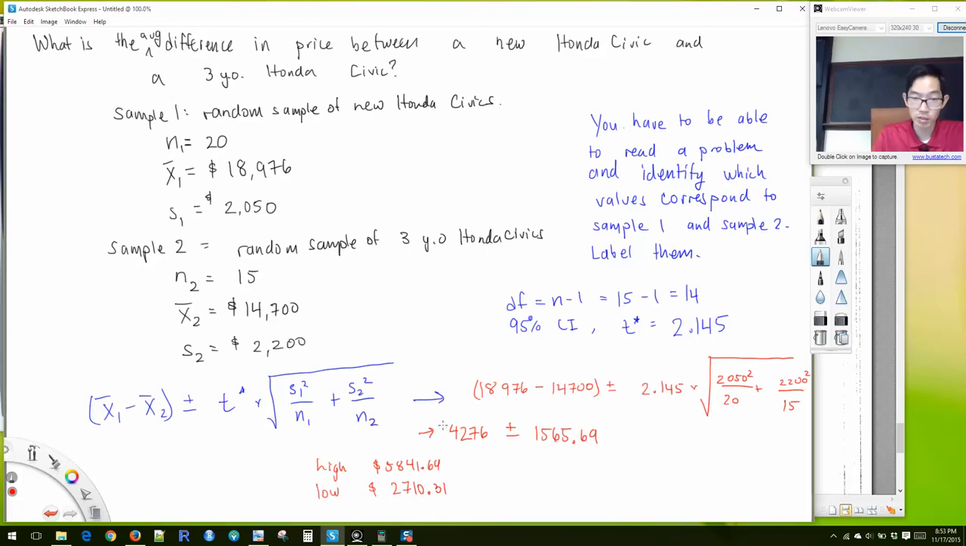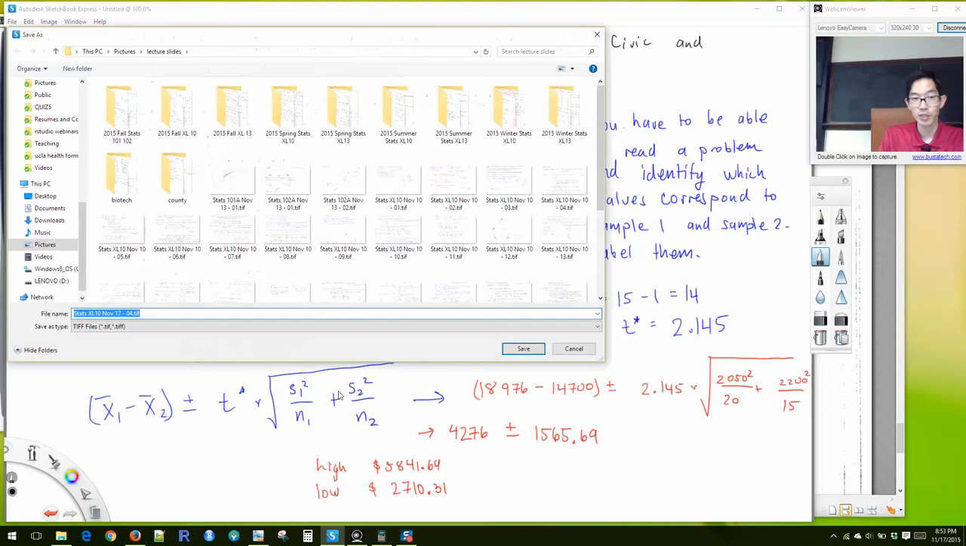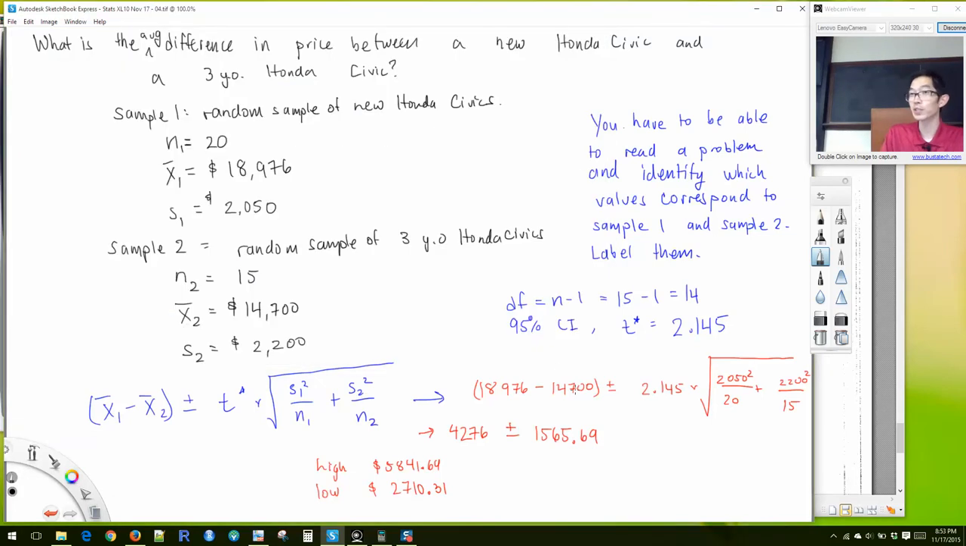So that's quite a bit of range, but that's probably because there's quite a bit of range in car values, even for a Honda Civic, because you can go from cheap to fancy, right? Yes. So what would the answer be?